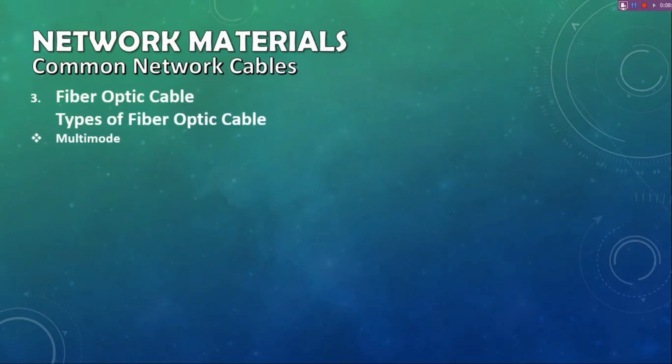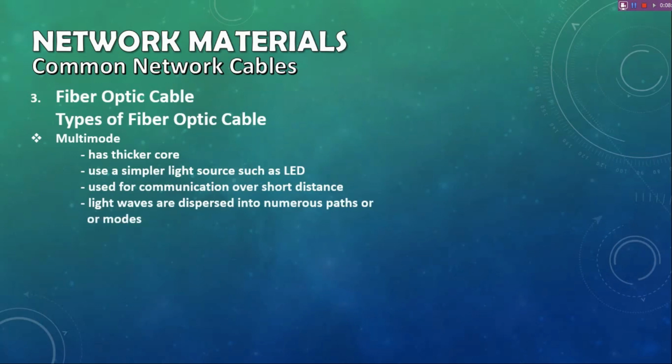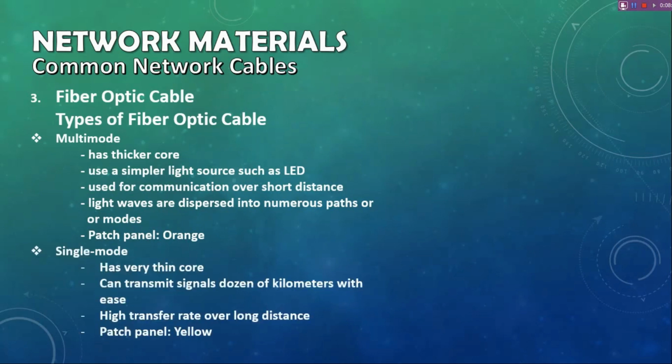Next, we have two types of optic cable. The multimode. Multimode is the cable that has a thicker cord than a single mode cable. It's easier to make, can use simpler light sources such as light emitting diodes or LED, and it works well over distances of a few kilometers or less. The light waves are dispersed into numerous parts or modes as they travel through the cable core. The color of the patch cable is orange.